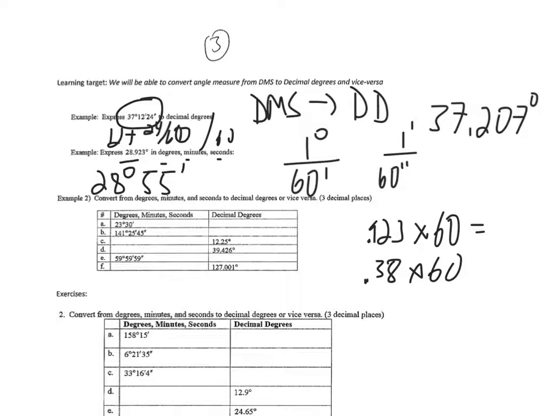So then I'm just going to take the decimal part, the 0.38 part, and multiply that by 60. And I didn't do something right. 0.38 times 60, that's what I didn't do. So I'm getting 22.8. I can leave it as 22.8 seconds, or I'm going to round to 23 seconds. Okay, so that's how we go from decimal degrees to DMS.